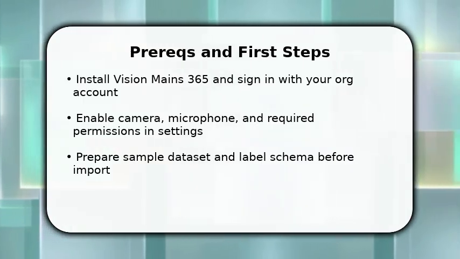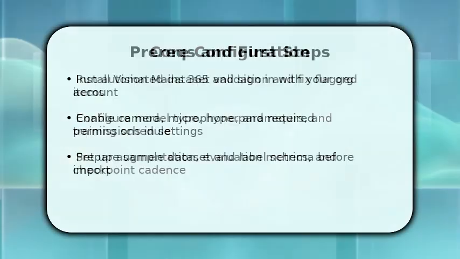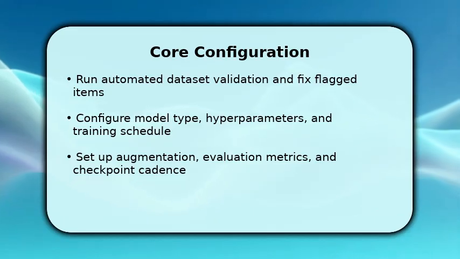Now you're ready for dataset validation and initial processing. Next, you validate and clean the data. Vision Mains flags duplicates and inconsistent labels. Repair them to improve accuracy.